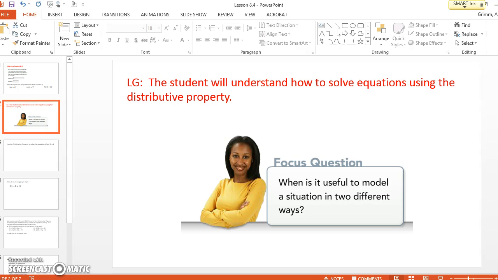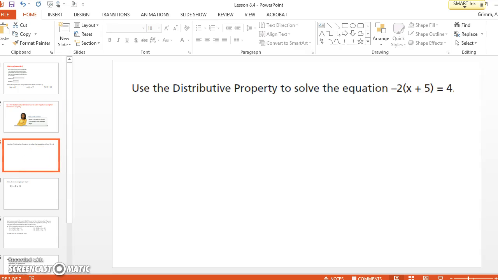Okay, learning goal for today, the student will understand how to solve equations using the distributive property. So again, I'm just going to put everything we just did in the warm-up together. All right, so look at this slide. Use the distributive property to solve the equation. All right, so remember I told you that we've been working on the foundation of equation solving. So as long as we have a solid foundation, this should not feel hard. We're still going to draw our line through the equal sign.